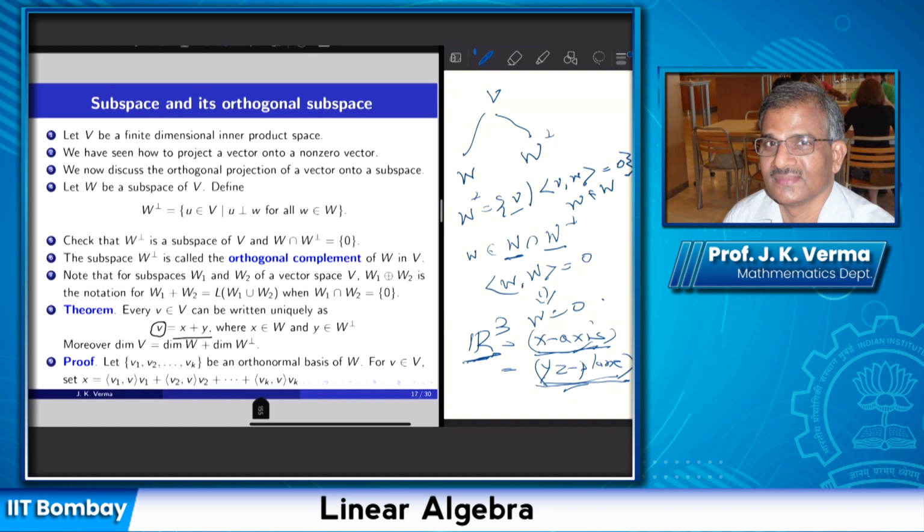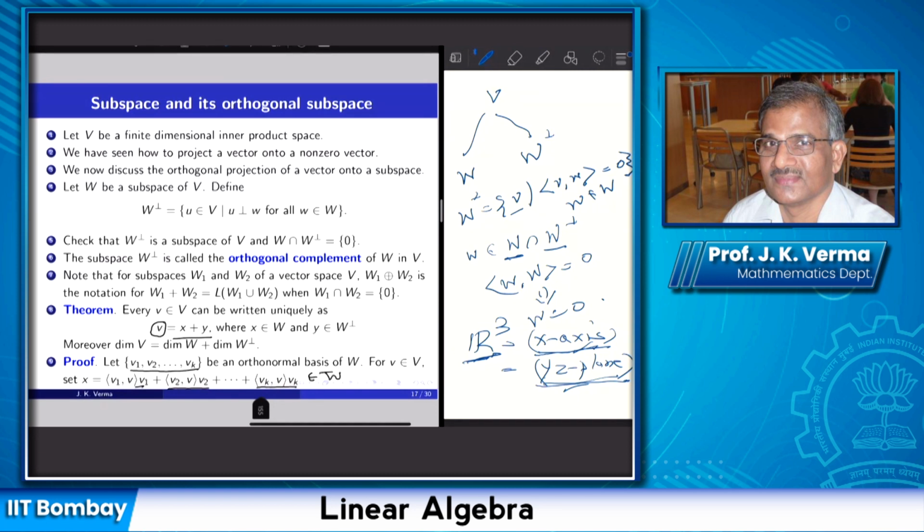So what do we do? We take this vector V and take its projection in the direction of V1. Now this is the orthonormal basis. They are unit vectors which are perpendicular to each other. So I can take the projection of V in the direction of V1, this is the projection of V in the direction of V2, and this is the projection of V in the direction of Vk, and add them. This is a vector inside W.